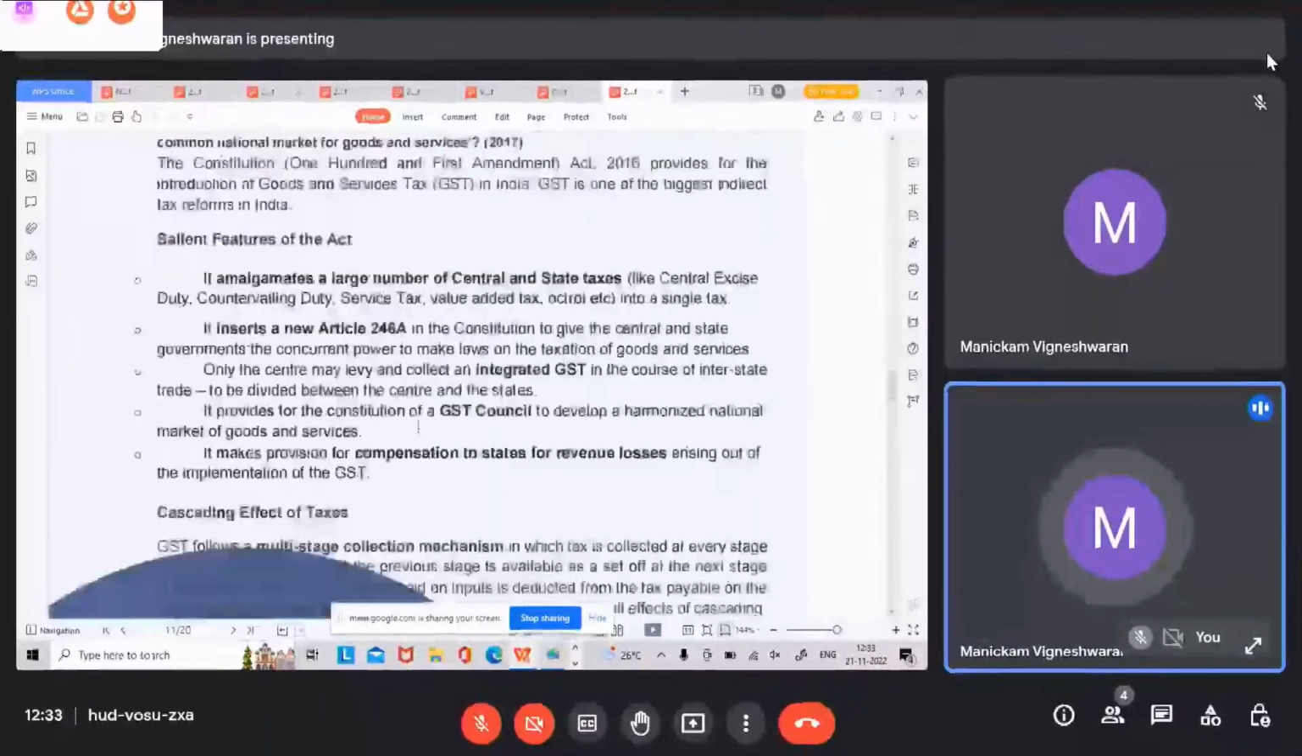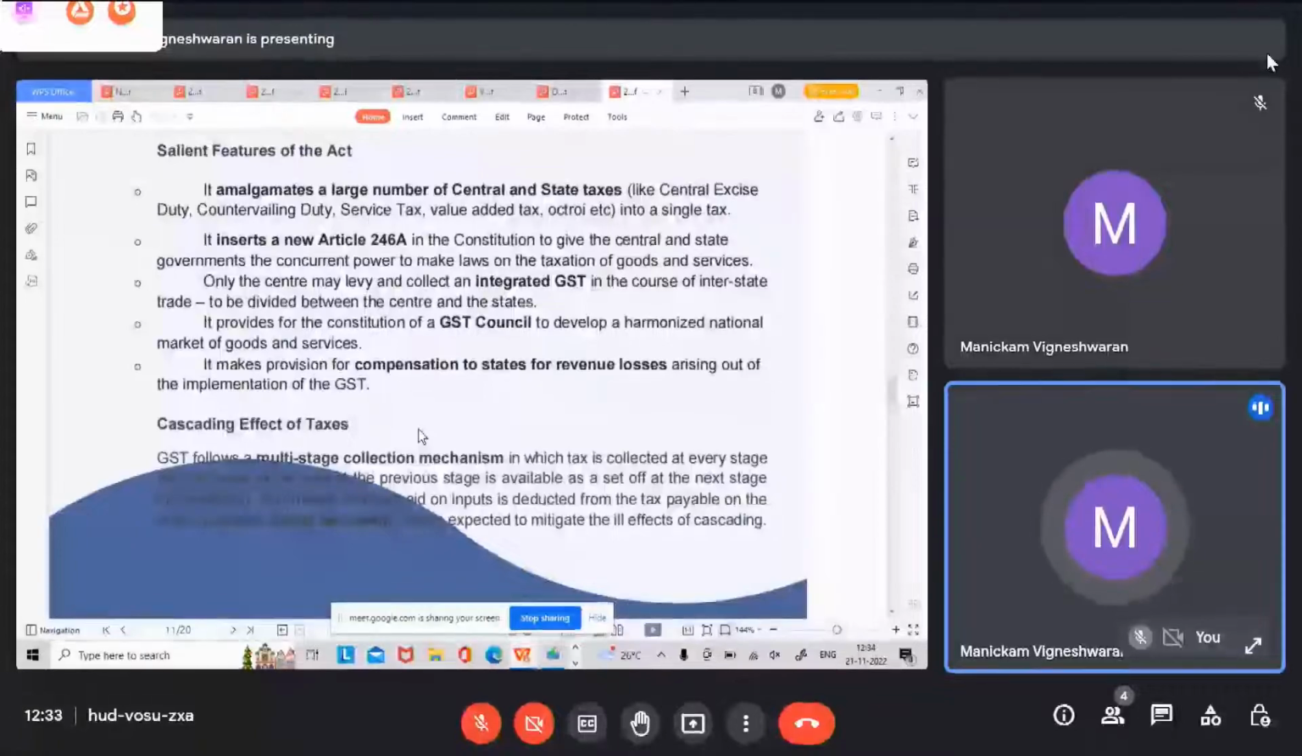Salient features of this Act: it amalgamates a large number of central and state taxes like the central excise duty, countervailing duty, service tax, value-added tax, etc. into a single tax. It inserts a new Article 246A in the Constitution to give the central and state governments the concurrent power to make laws on the taxation of goods and services.